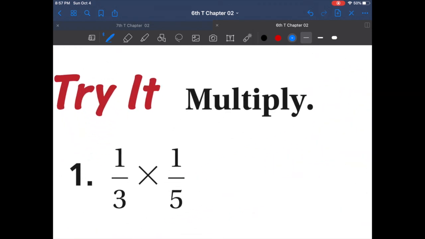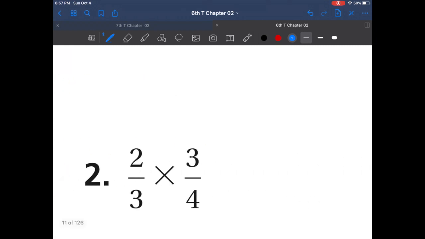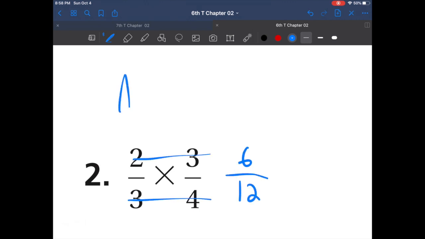All right, let's do it the quick way that we learned. Just multiply. How do we multiply fractions? We multiply fractions straight across. 1 times 1 is 1. 3 times 5 is 15. 2 times 3 is 6. 3 times 4 is 12. Remember, now that we are in 6th grade, we always what?